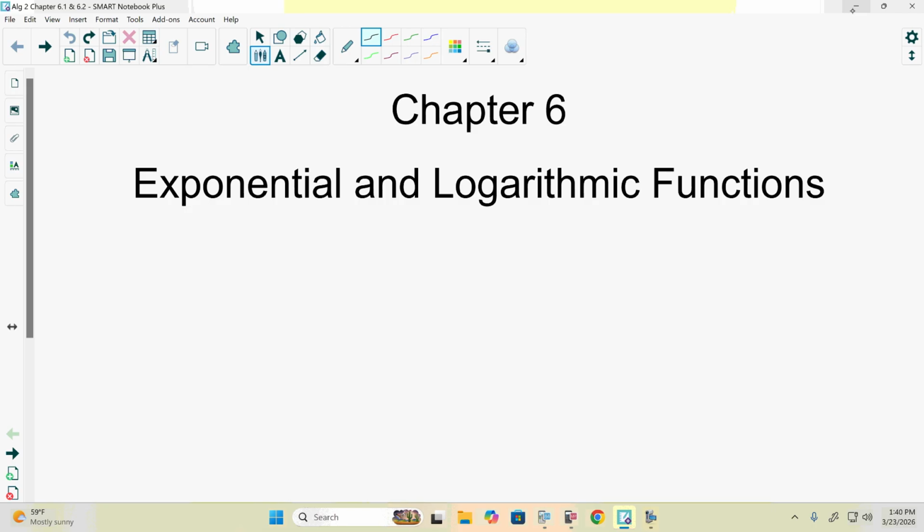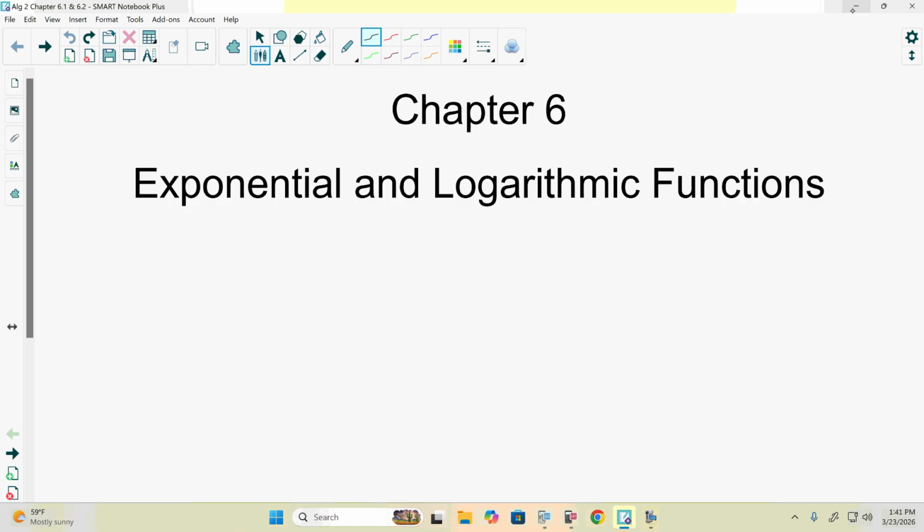So hopefully y'all had a good spring break, had a good week off. We have two main chapters, 2 chapters left that we're going to cover before the end of the year. One of them is chapter 6, this one here, that's going over exponential and logarithmic functions. 2 chapters left, then we're done with the year.